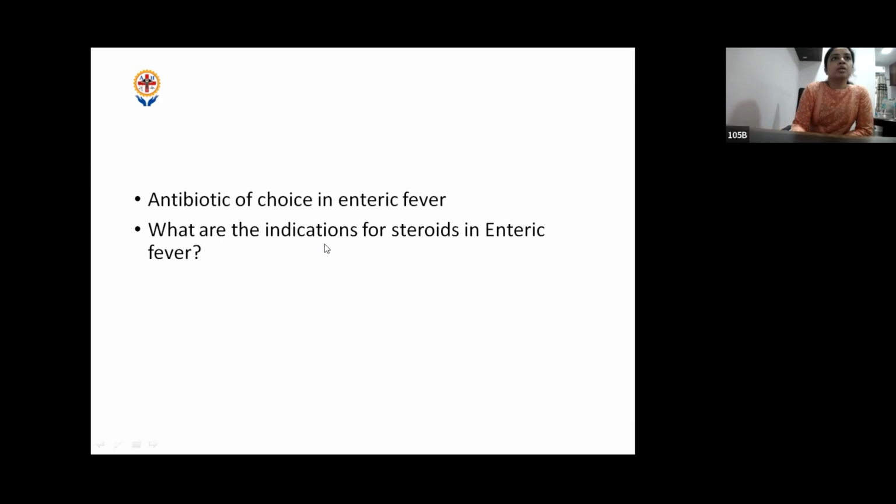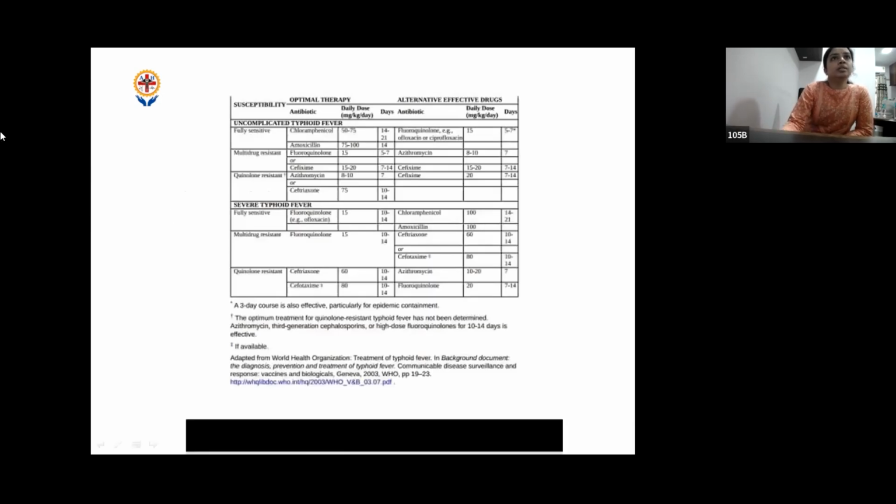Okay. So this is a slide showing the antibiotic of choice for typhoid fever. This is from Nelson. Here it is divided into uncomplicated typhoid fever and severe typhoid fever. In severe typhoid fever, in fluoroquinolone sensitive cases, we can start fluoroquinolone. In multidrug resistant and quinolone resistant children, we should start third generation cephalosporins, that is ceftriaxone, cefotaxime.